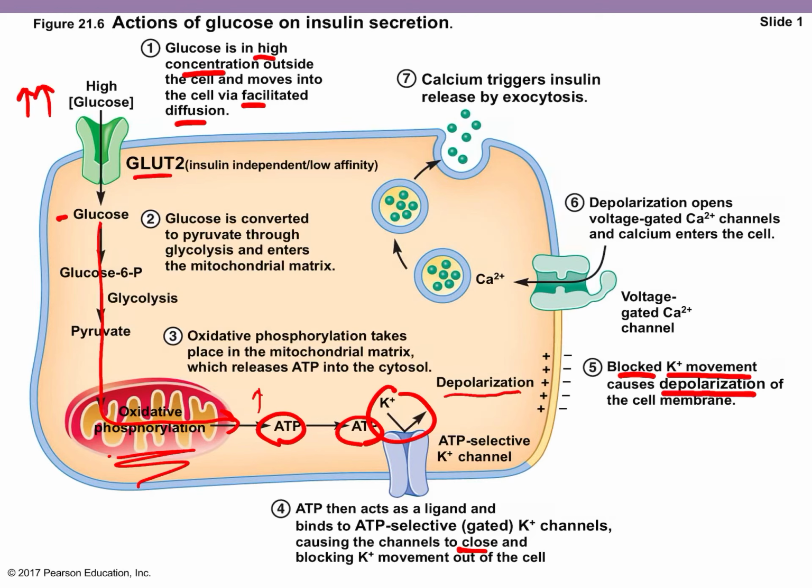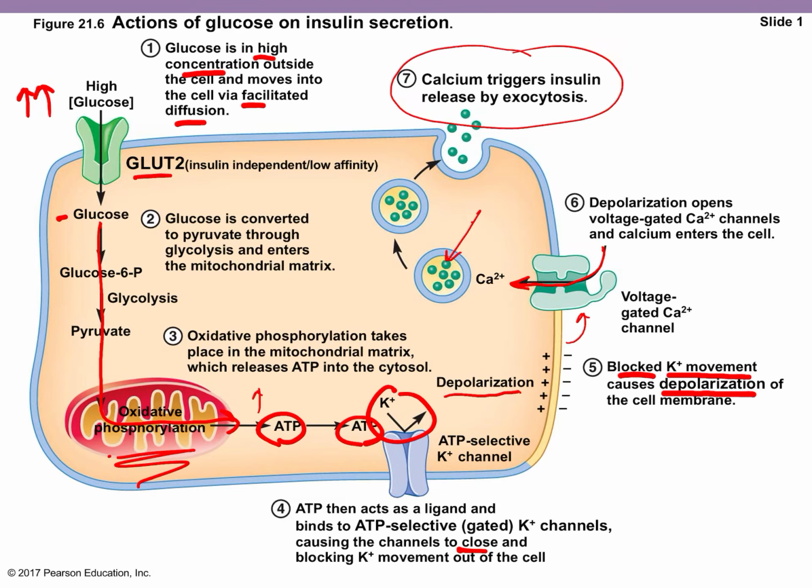Now that depolarization is going to open up our voltage-gated calcium channels. Calcium is going to flood into the cells, and that's going to promote exocytosis of our insulin, which was stored inside of our vesicles of the beta cells. Okay, so this last part should look really familiar to you. This is how neurotransmitters were released. It's the same way insulin is released. Pretty fun pathway of how insulin is going to get secreted.